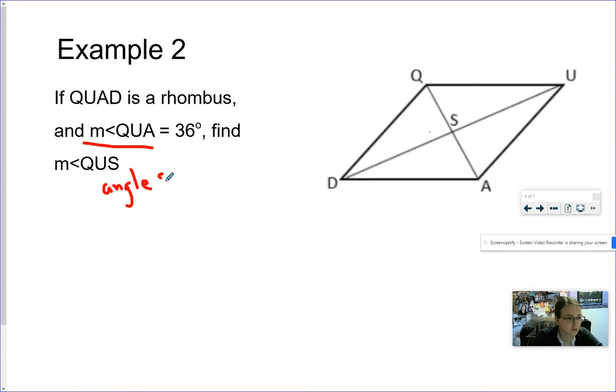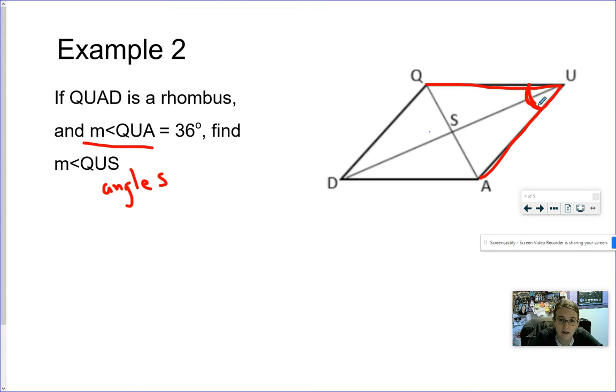Let's go ahead and label our picture first, and then we'll go look at our properties. Because, you guys, we have to be so careful. QUA and QUS, those are different angles. We have to be careful how they are labeled. Follow with your pencil. Q to U to A. That means that's this angle. It's the middle letter, right?